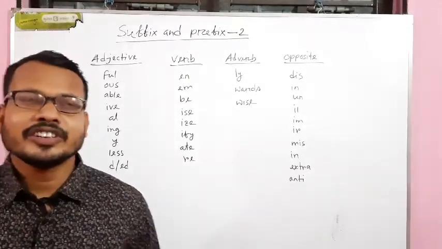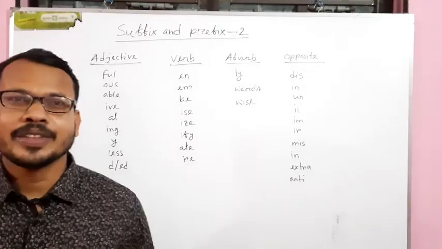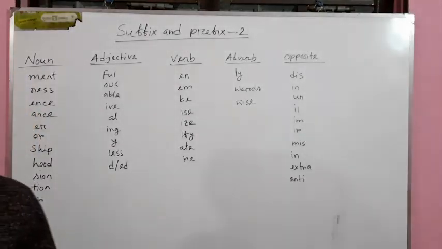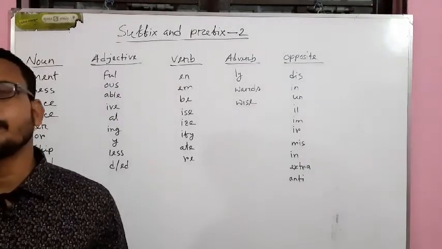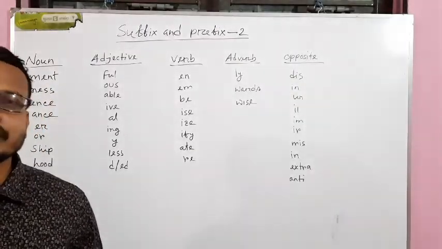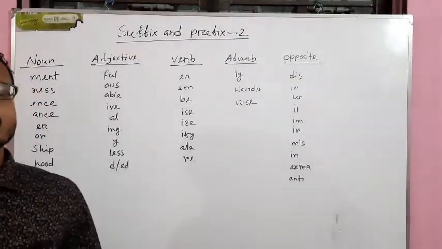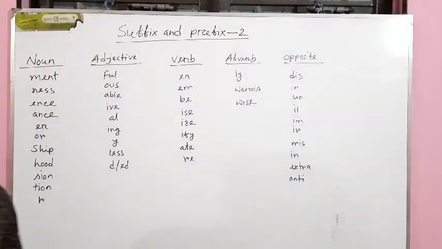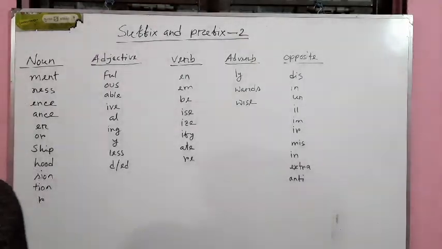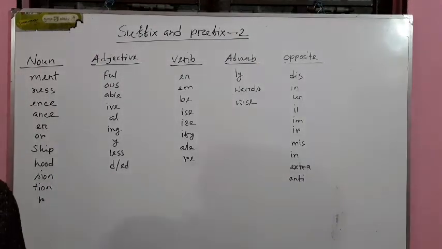For a better understanding or for saving my time, look at the whiteboard. I have already written some suffixes and prefixes. These are very common, very important and very well known suffixes and prefixes. I have already written them on the whiteboard for saving my time. So look at the whiteboard and let's go to our class.